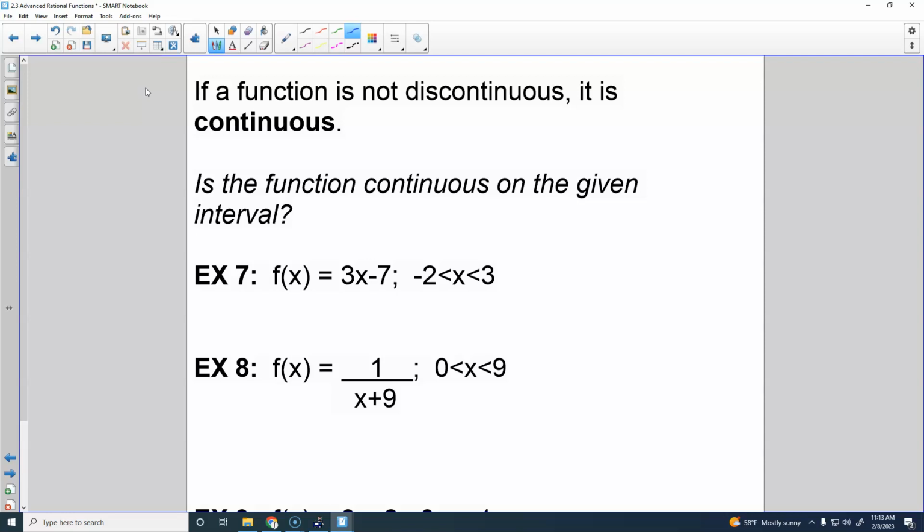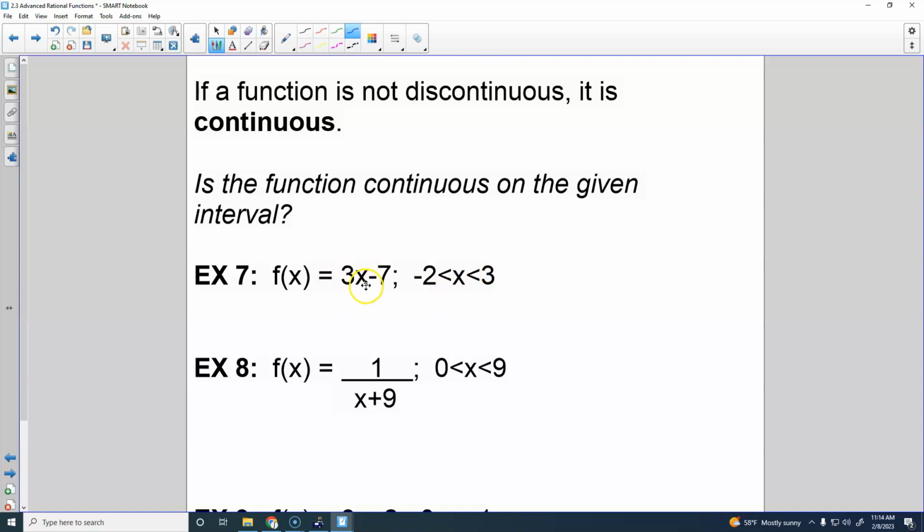So one way that you're going to see questions like this asked is they're going to say, is the function continuous on the given interval? Here for number 7, I've got f of x equals 3x minus 7, and we're looking at the interval from negative 2 to 3.